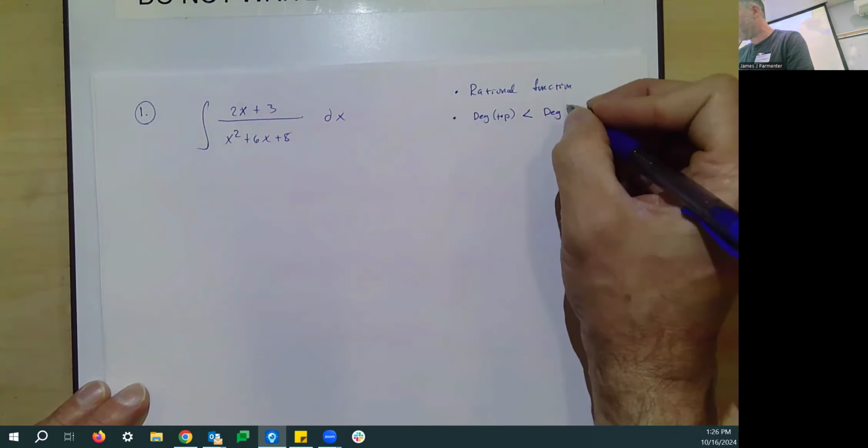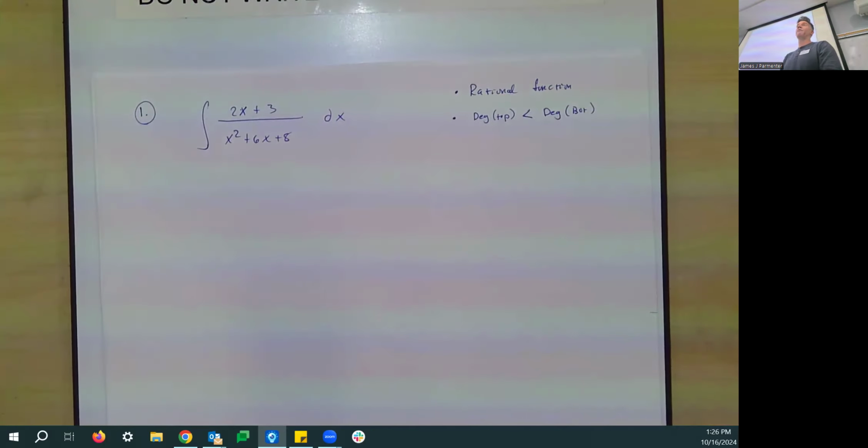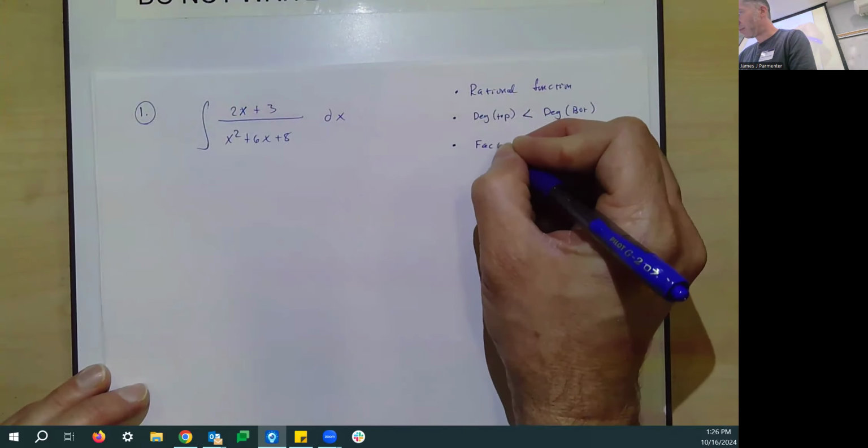They cannot be equal. If the degree on the top is bigger than or equal to the degree on the bottom, the first thing you do is polynomial division, typically. And then thirdly, you have to be able to factor the denominator.